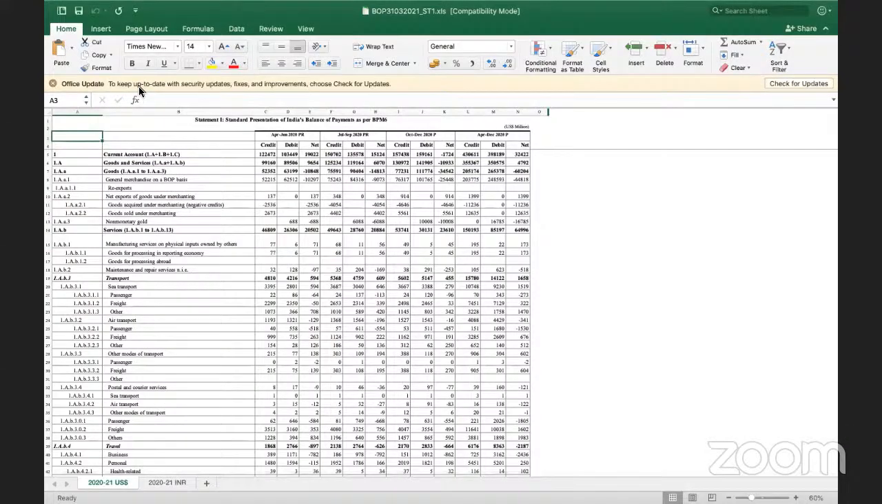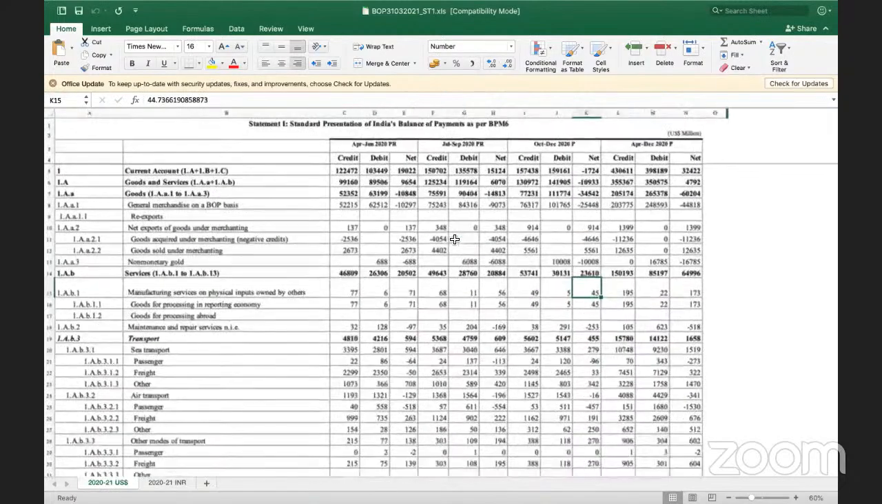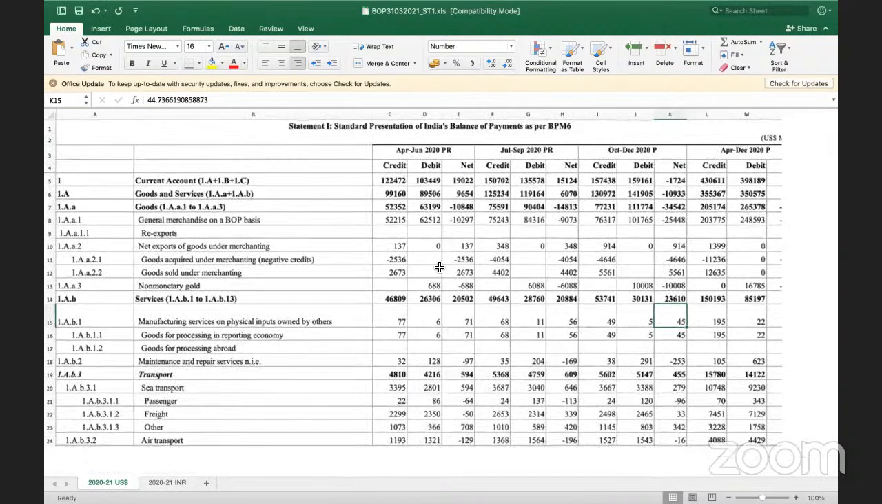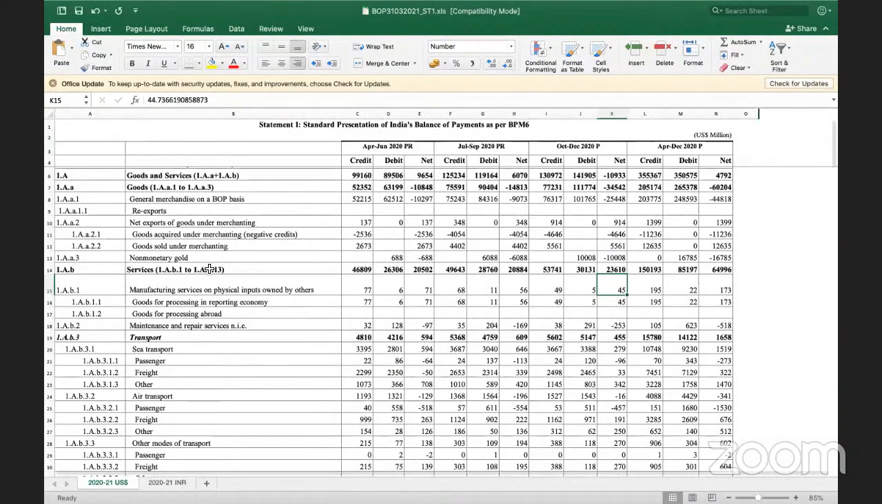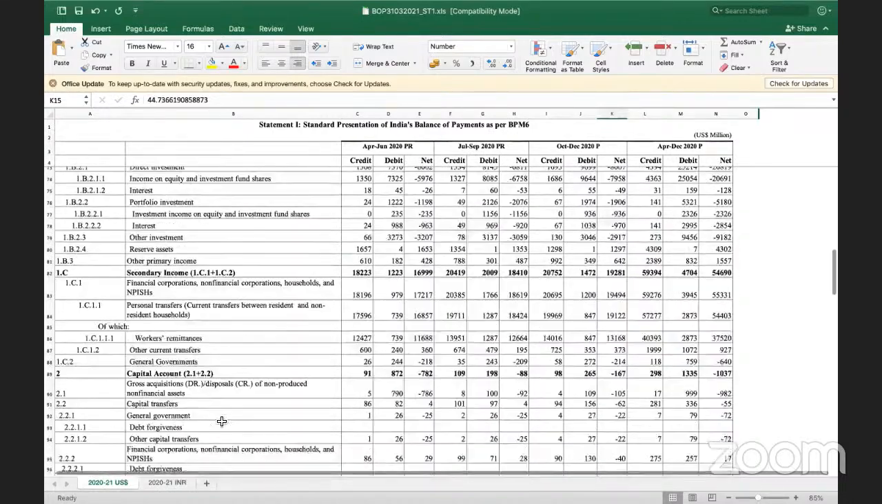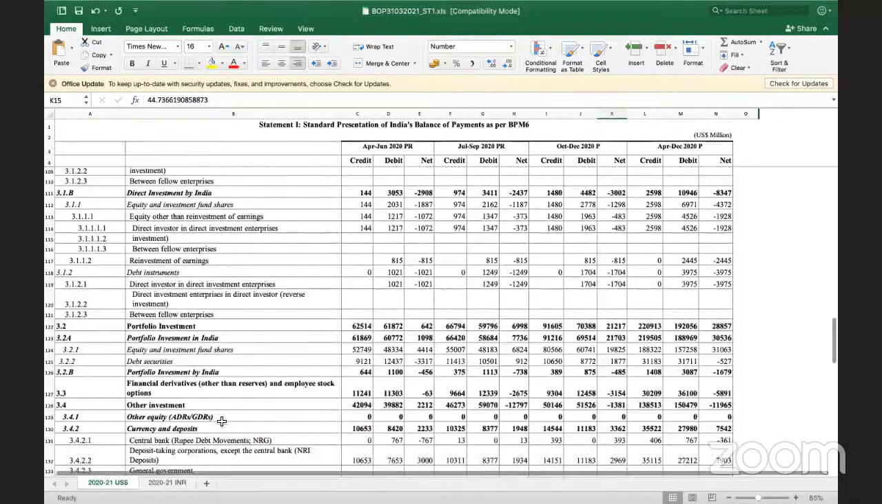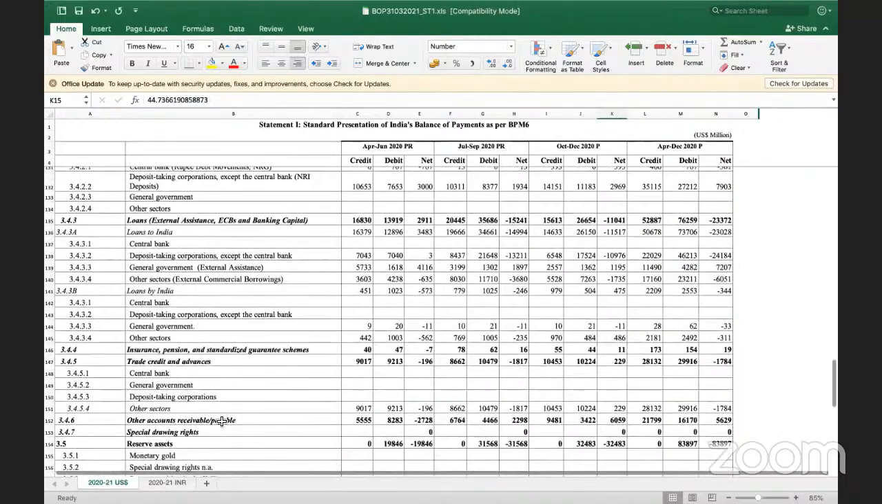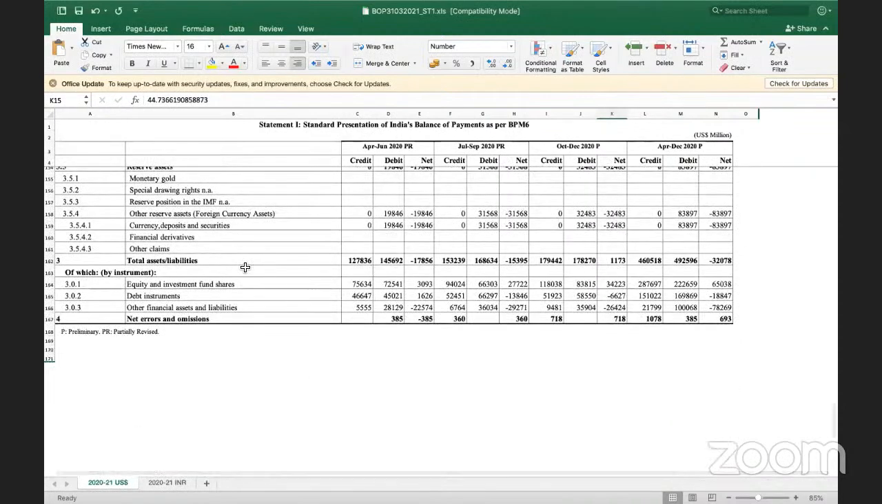Now look at this. Goods, services, including construction service, then capital account, then miscellaneous. Now, lastly, we'll just see the total. The total of assets and liabilities is 127,836. And the same thing last year, October. Compared to October, it is better.